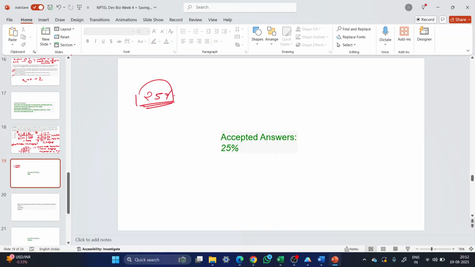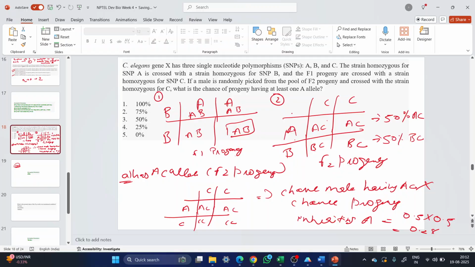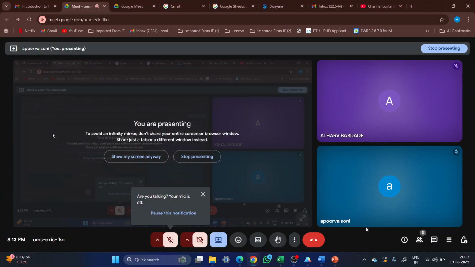So I hope this question is clear to everybody. You need to understand the last thing. The question is asking what is the chance if the male is randomly picked from the pool of F2 progeny and crossed with a strain homozygous for C, of the progeny having at least one A allele. So here you have to do multiplication. Why? Because first is the probability of picking the AC allele, and then the probability of having A from that AC crossed with CC. So it would be 0.5, 50% here, into 0.5, 50% here, which is 0.25. This is the probability. So I hope this question is clear.